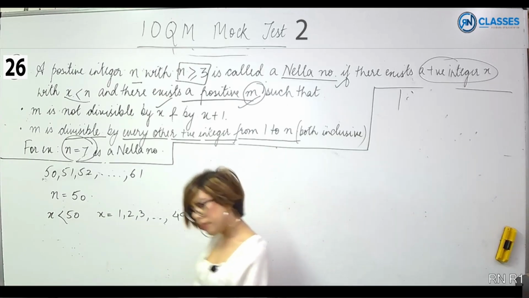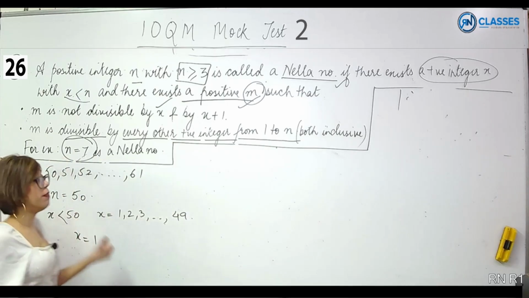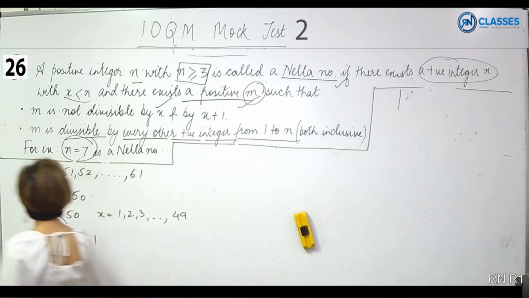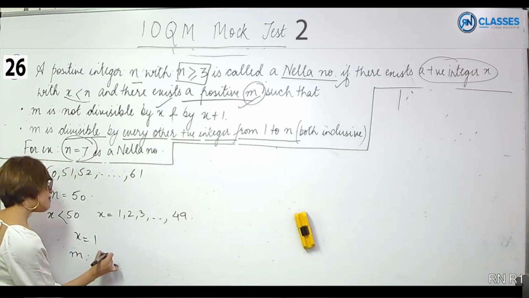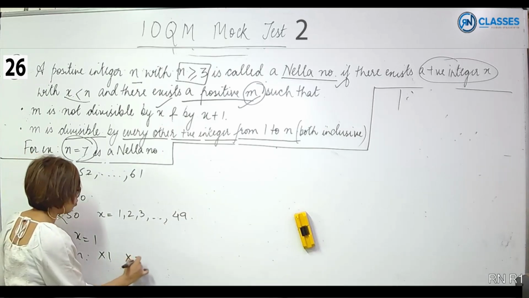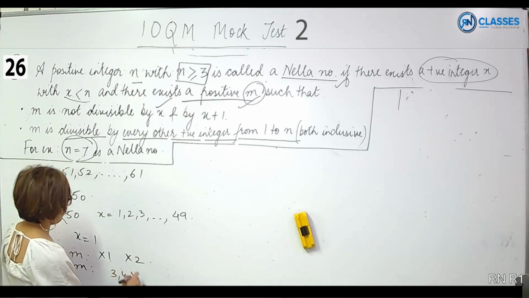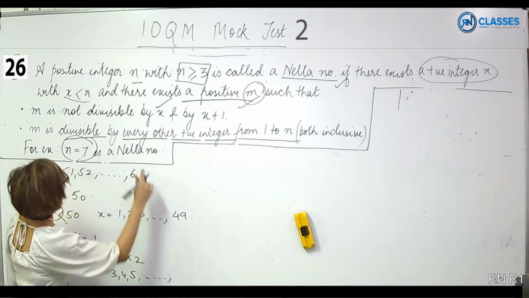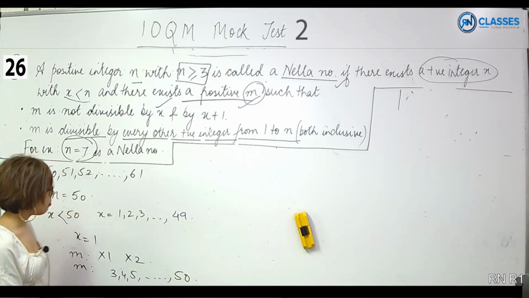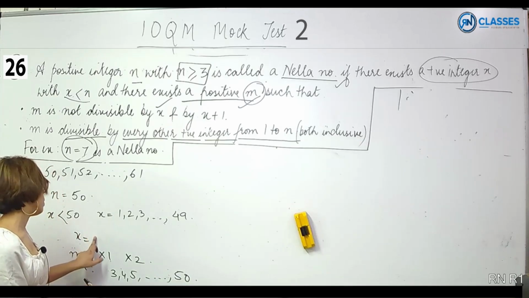Let me start with the first one, x equal to 1. It's a very obvious thing. Let me see whether I can find m or not. Now I want m which is not divisible by 2, but it should be divisible by 3, 4, 5, 6, and so on till 50. Now any number which is divisible by 4 would be divisible by 2. So obviously x equal to 1 does not work.